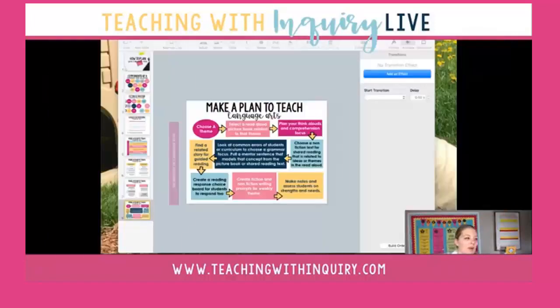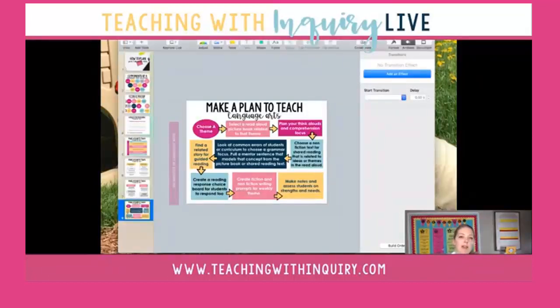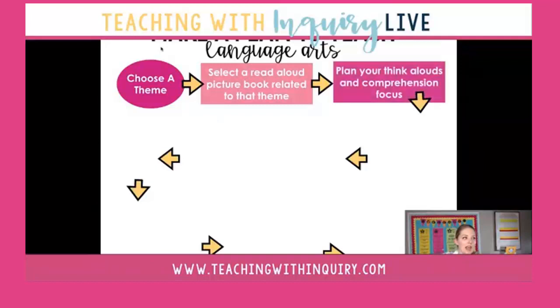Once I have the book selected, the third step is to plan out my think alouds. So I really want to look at what my think alouds are going to be. Select the read aloud, and then plan the think alouds. As I'm reading and previewing the book before I'm teaching it, I want to plan what I'm going to say. I'm going to write them out, whether on a sticky note or in a little chart beside it.